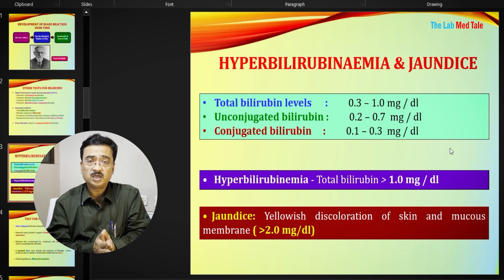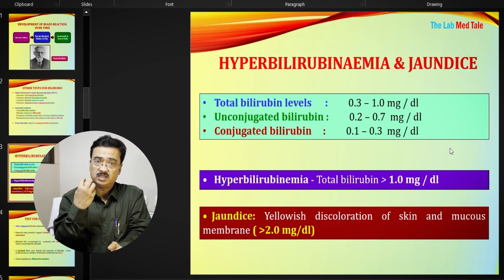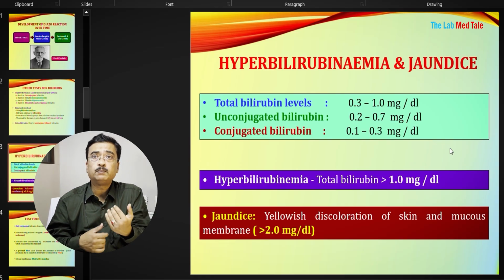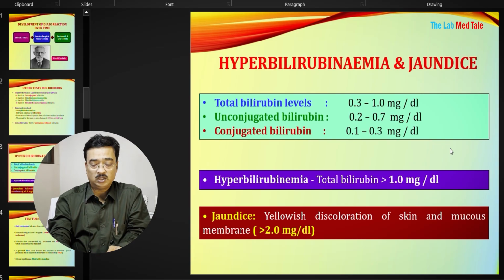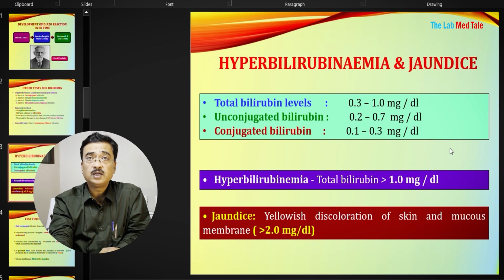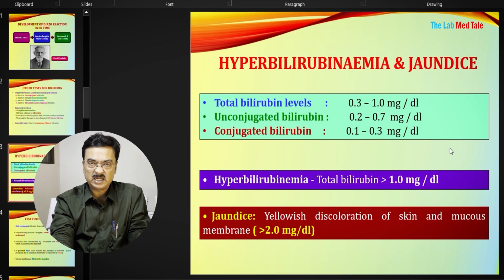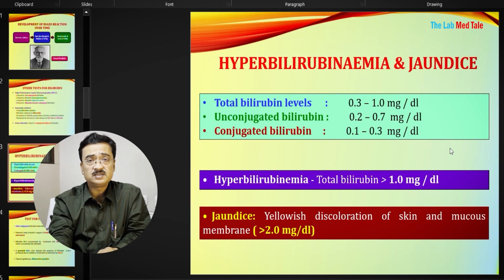Mind it, jaundice is not a disease. It is rather a symptom. So whenever your body becomes yellow, you call it jaundice. Therefore, hyperbilirubinemia is the condition describing the status of this molecule, whether it is high or not. But jaundice means the symptom which shows the yellow coloration.